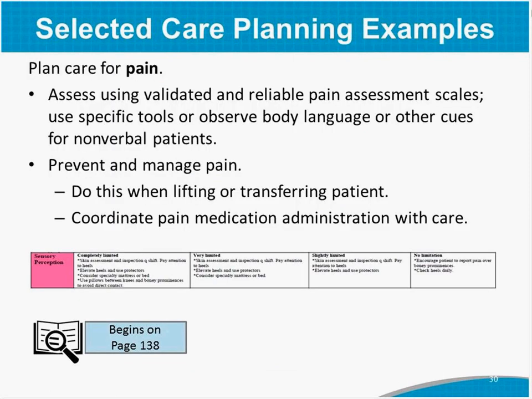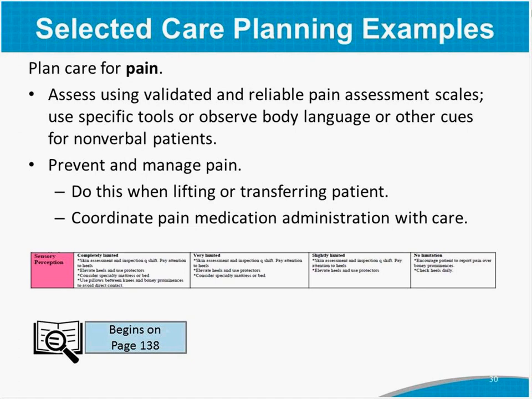So let's break it down again. This was the form that's on page 138, where we broke it down by the different categories and the subscales of the Braden scale and tried to give you some suggested interventions based on some of the subscales that are there. So some of them are listed here. This is not all inclusive.